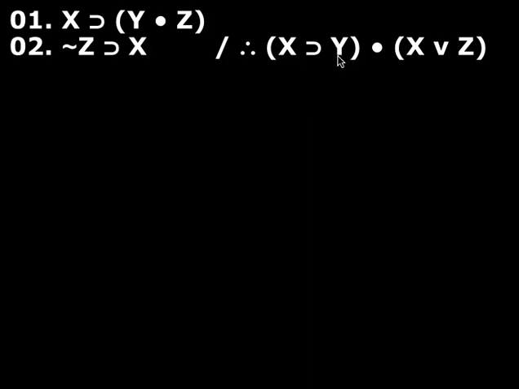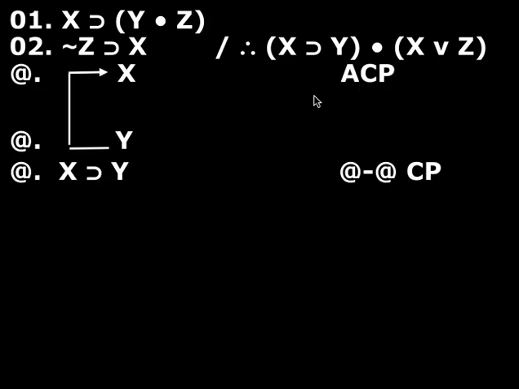So how am I going to derive this? Let's look at this one first. It's a conditional, so I'm going to do conditional proof. What I'm going to do is assume x, derive y. That'll be my assumption for conditional proof, derive y. And then once I've done that, because it's a conditional proof, I'll have if x then y.